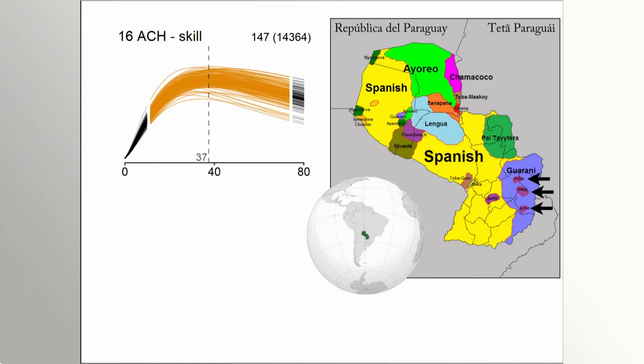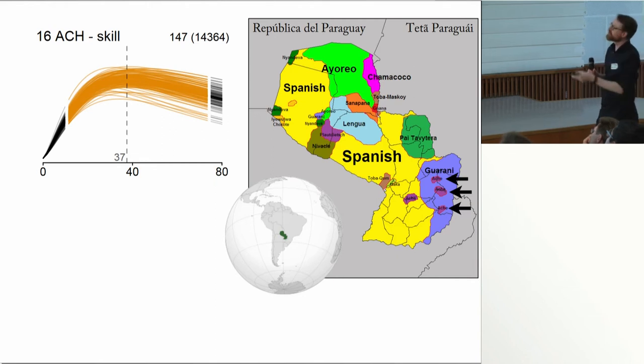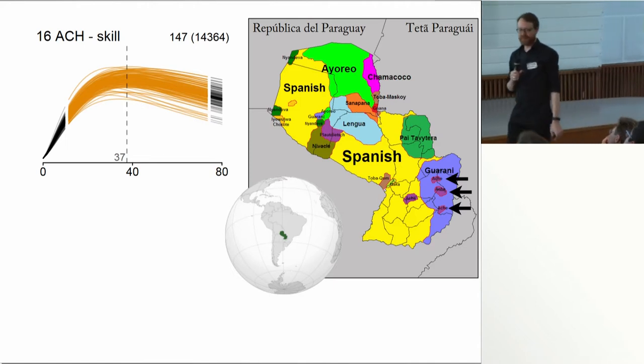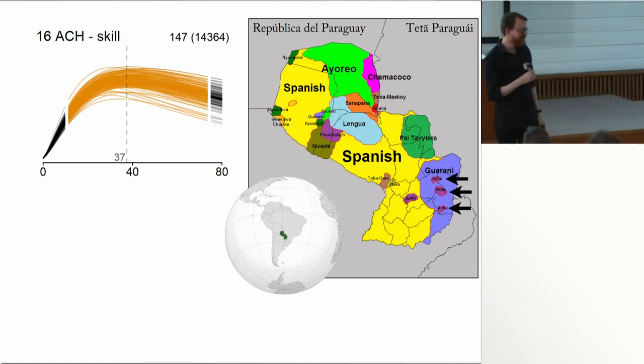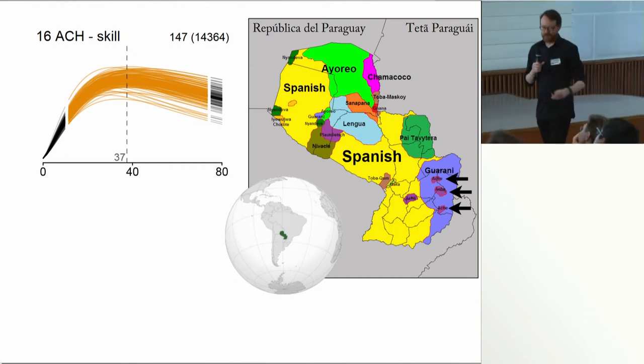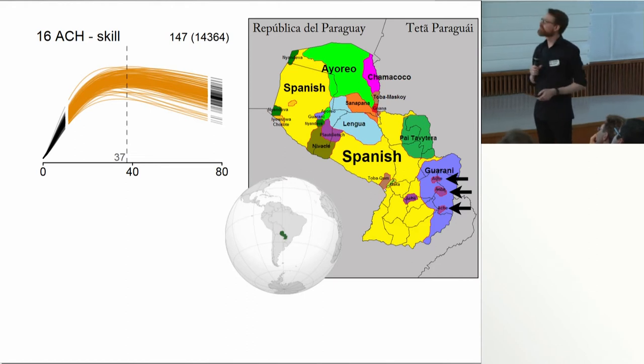So the Ache data set, looking in the upper left, let me give you a summary. There's 147 unique foragers in this community, which is almost the entire adult community that's being studied. These are small groups. And 14,000 foraging trips over about 20 years. It's a really great data set.